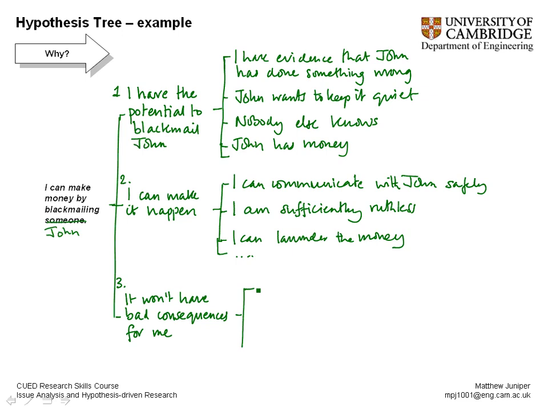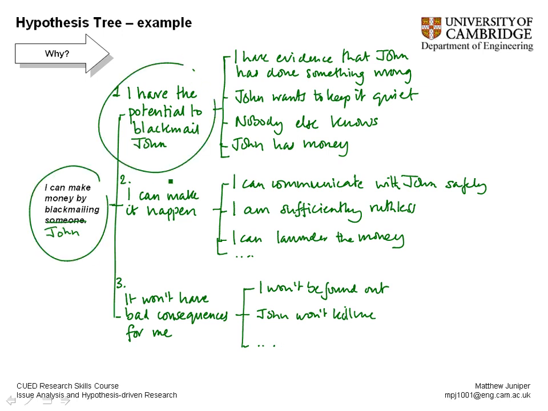Again, I've got to think that this is a statement. The blackmail won't have bad consequences for me. I have to think of all the things that must be true for this to be true. And they'd be things like I won't be found out. What else would it be? That John won't kill me. And so on. Now, I haven't spent very much time on that, but there'll be several other things. The point I want to get to is this, that we've taken our primary hypothesis, divided it up now into a bunch of secondary hypotheses, each of which is a precise statement, and then done the process again. We've divided each of the secondary hypotheses into precise statements here.